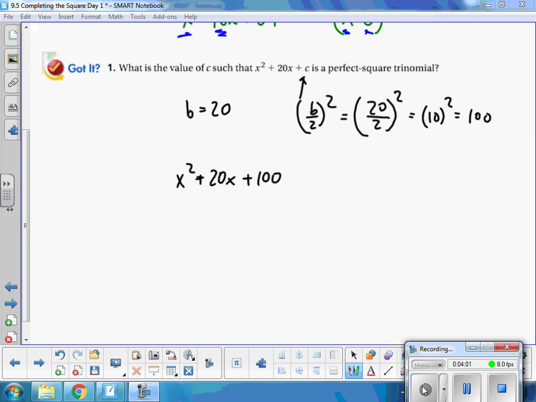All right, in finding the c term, I do half of b squared, which I find is 100. So x squared plus 20x plus 100 completes my square. And that's also equal to (x plus 10) squared. And I can see where I get those pieces from: the x there, and the 10 comes out of half of my 20.